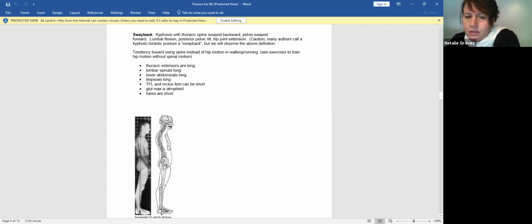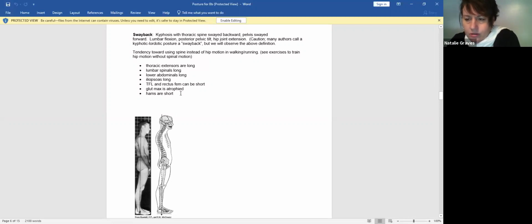Gluteus maximus tends to be atrophied. And so these guys are going to have what I might call a flat butt kind of posture, not a nice round rump here, it just kind of looks flat. Again, you can think to yourself, okay, now how do I test, manual muscle test, how would I test for the gluteus maximus?